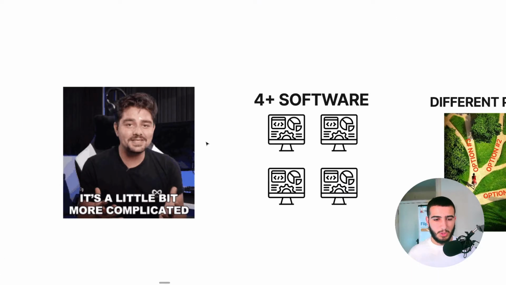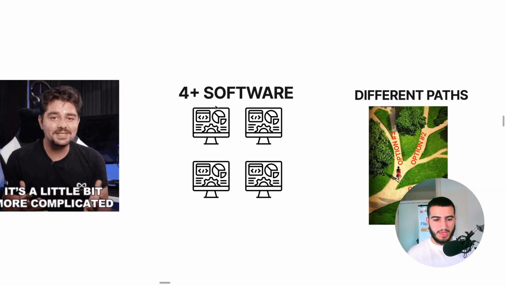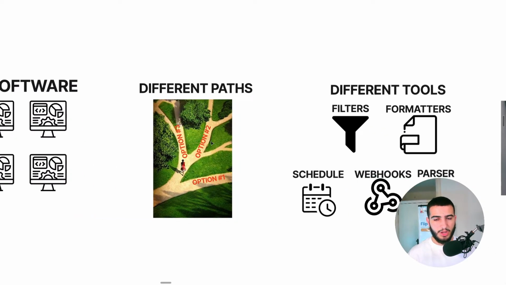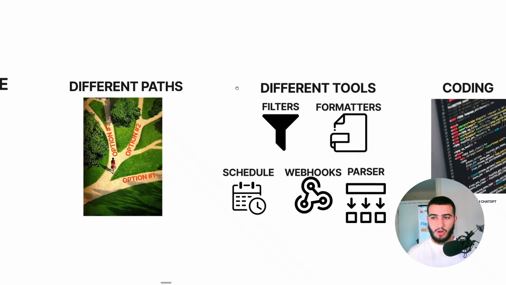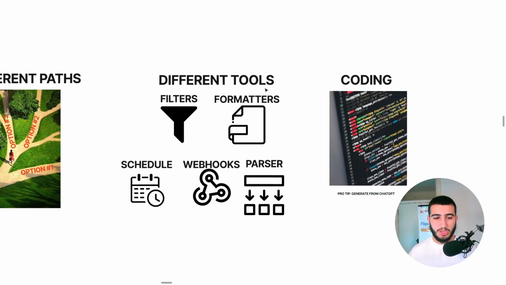So, like I said here, complex automations are a bit more complicated. I think the name says it for itself. Usually here we've got 4 different software at minimum. We have a lot of different paths that are actually going on. So for example, if the automation meets certain conditions, it'll go down this path. If it doesn't, it'll go down another path. We're using a lot of different internal tools like filters, formatters, scheduling tools, webhooks, parsers, and we're even using coding sometimes. But don't be scared of that, honestly. You can generate all your code using ChatGPT, at least for basic things like automation code. It's not complicated at all, guys, I guarantee it.